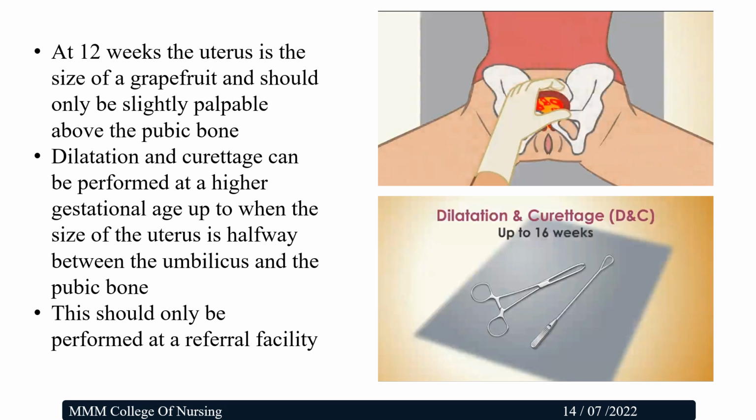But D&C, that is dilatation and curettage, is another procedure that can be done after 14 weeks, but not more than 20 weeks. Clinically, how can you measure the uterus? The size of the uterus will be halfway between the umbilicus and the pubic bone. If the size of the uterus is at that level, you can go in for dilatation and curettage, and that also should be done only at the referral facility, not at a primary health center.